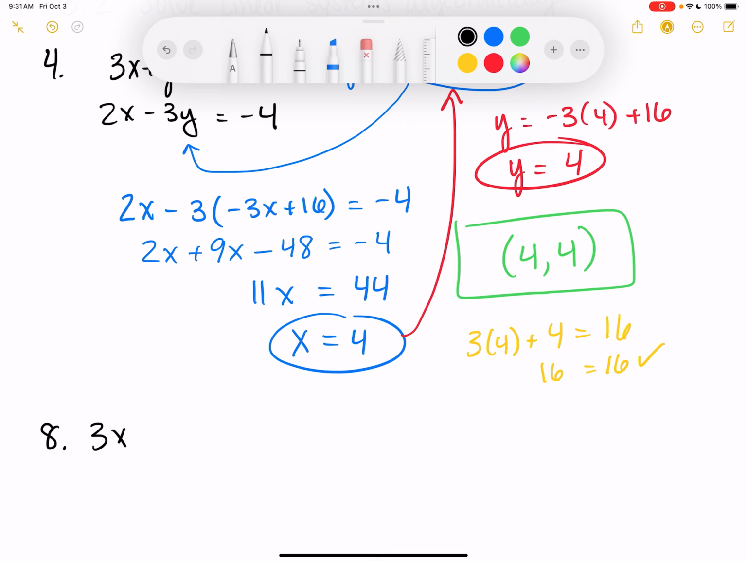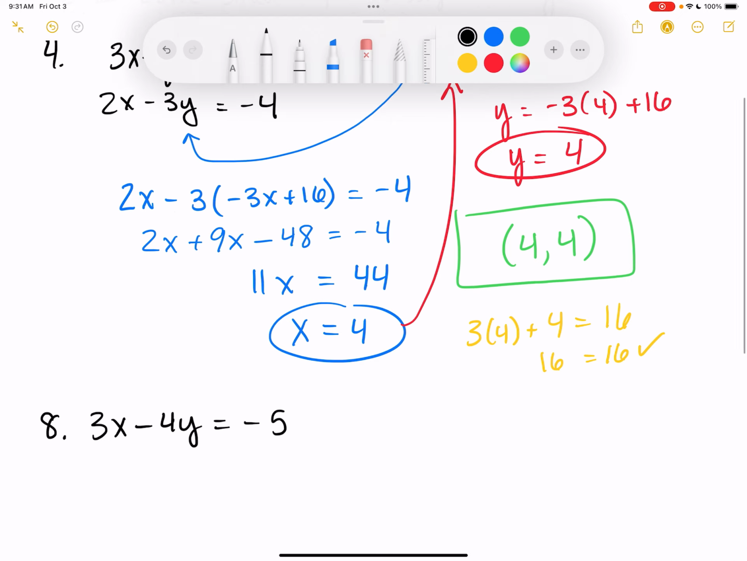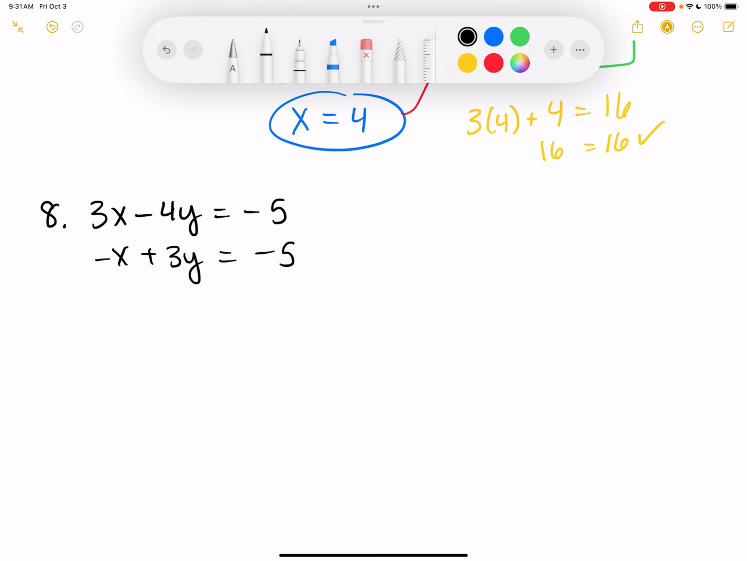3x minus 4y equals negative 5, and negative x plus 3y equals negative 5. So which one do you think I should get by itself? Yeah, the negative x. So I'm going to subtract the 3y. So negative x is equal to negative 3y minus 5. Divide by the negative, x is equal to 3y plus 5.